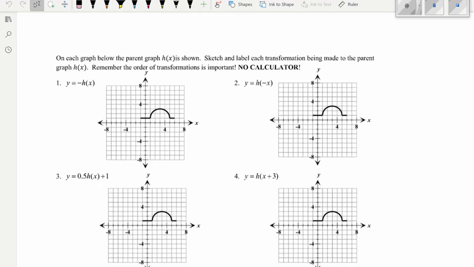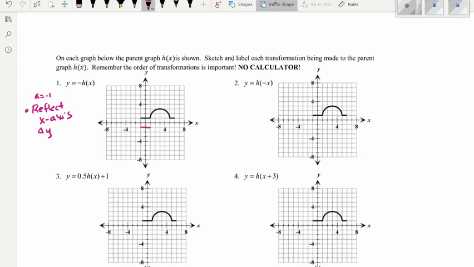So for this first one, notice the negatives on the outside. If the negative's on the outside, take a moment to see if you can figure out what the transformation is. On the outside, that means it's our a value. So a is -1, which means this is going to reflect across the x-axis, which is going to change our y values.